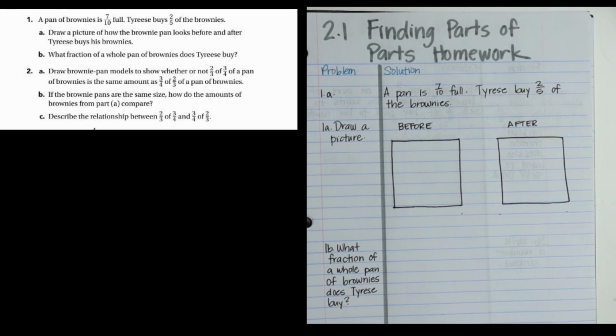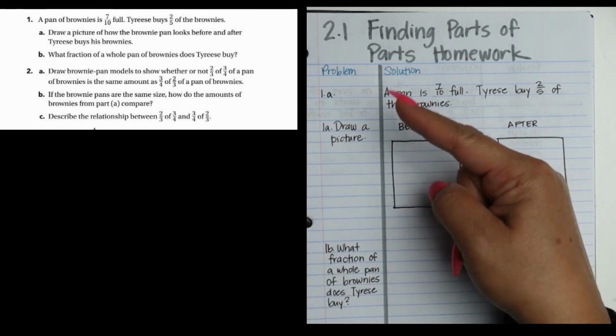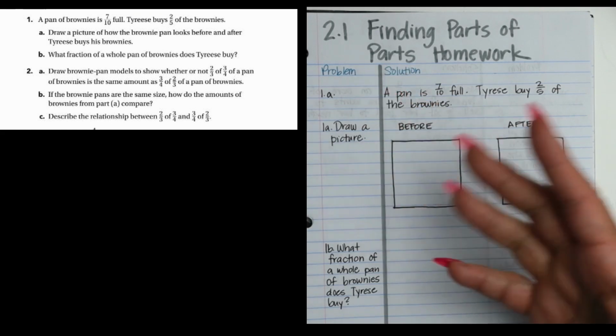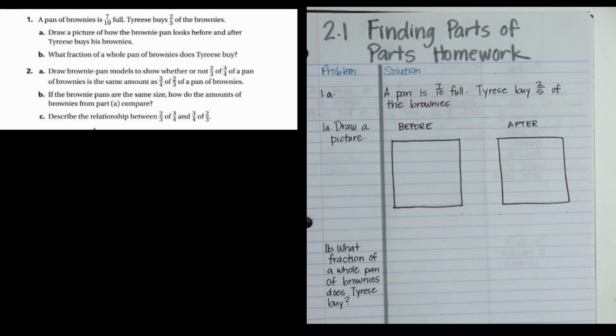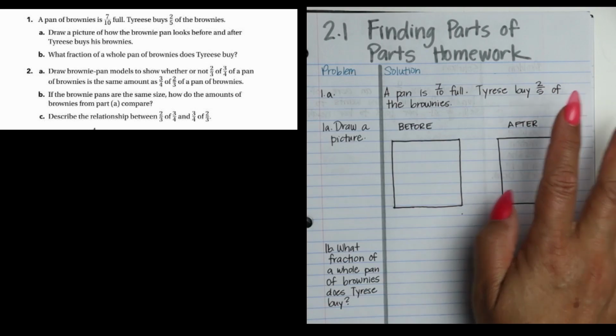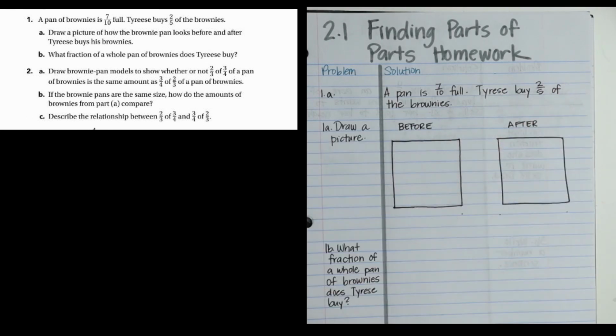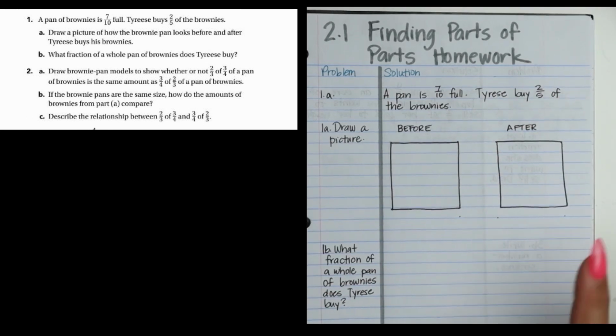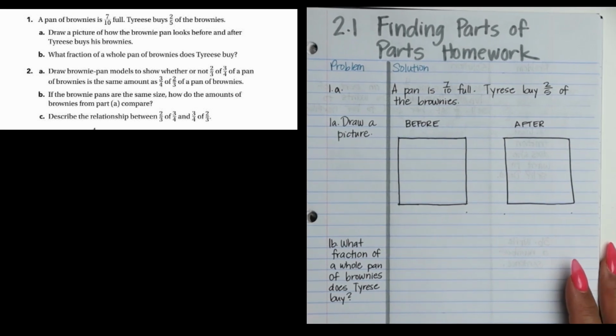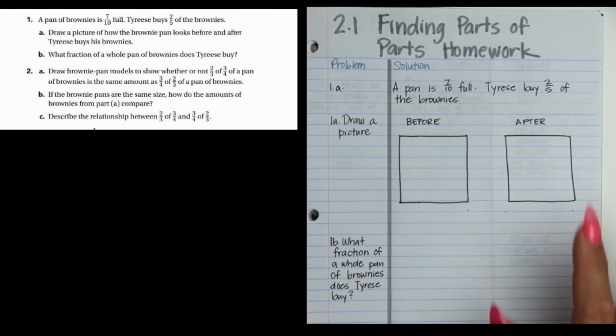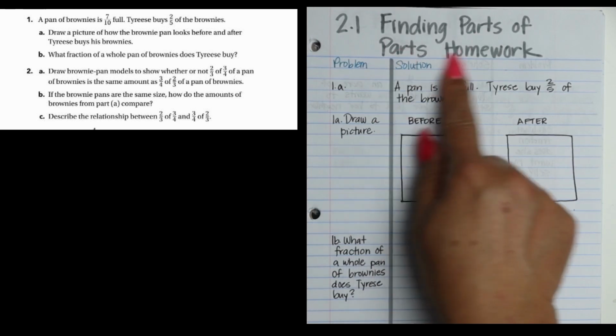Those are only 4 problems, but each problem has, as you can see there, 2 or 3 more problems under it. So the problem has a scenario and a couple of problems to answer. So we're going to do that today. Just 4 problems. I hope it's a short lesson. So take a couple of papers out and set them up for 2.1, finding parts of parts.